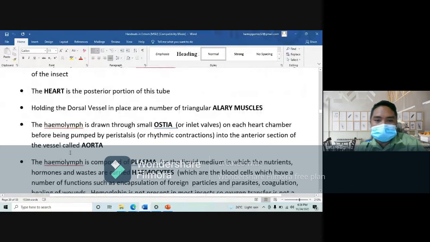Okay, the hemolymph is drawn through small ostia, or what we call the inlet valves, on its heart chamber before being pumped by peristalsis or rhythmic contractions into the anterior section of the vessel called the aorta. So where is the aorta? It is attached to the insect's brain, then going toward its heart, up to its dorsal diaphragm. So the aorta is attached here.